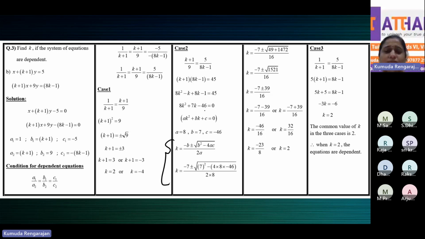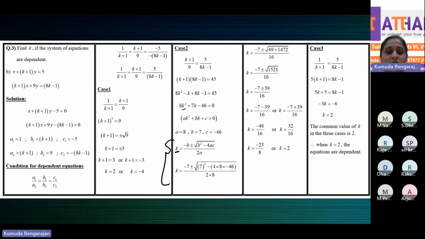You can factorize this by splitting the middle term. I have used a quadratic formula. And the quadratic formula is like this: x equals minus b plus or minus root of b squared minus 4ac, by 2a. You just have to substitute the values to get the value of k.